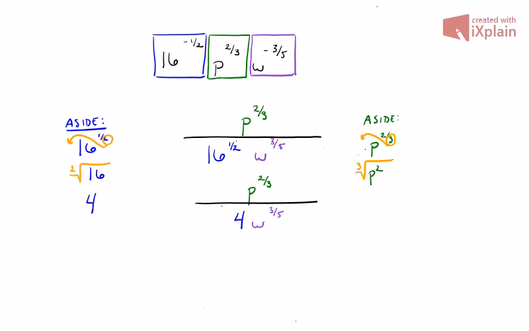And the same argument can be made for w raised to the 3/5. Feel free to pause the video and give it a try. But what you're going to note is that you're going to have 3 w's underneath a 5th root. There's not enough of them to escape. So this is my final solution.